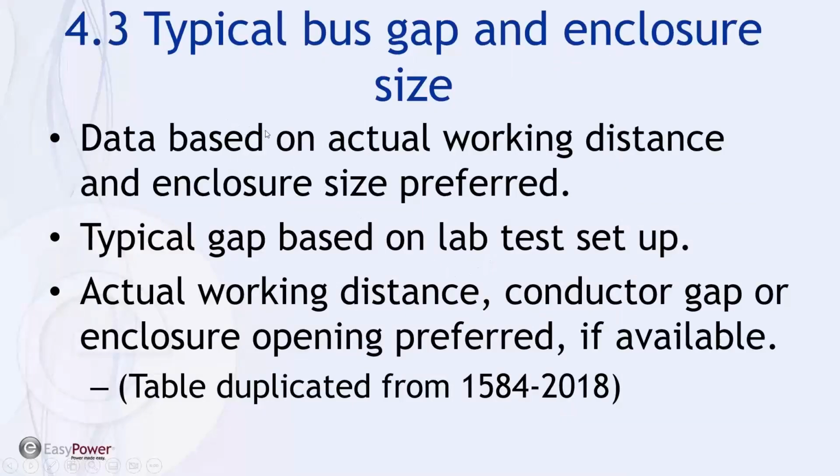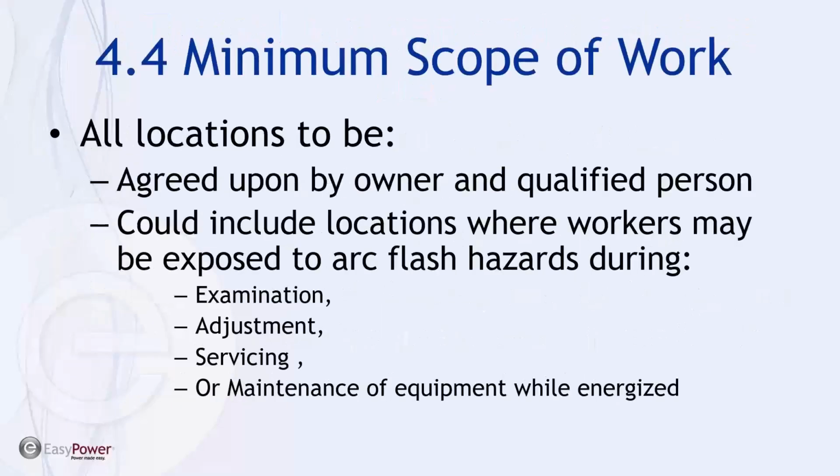And in clause 4.3, there's a discussion on typical bus gap and enclosure size that suggests that data based on the actual working distance and enclosure size is preferred. The typical gap that's provided in 1584-2002 is based on the lab test setups. And likewise, the actual working distance and conductor gap or enclosure opening are preferred if they're available. And in this standard, they have duplicated a table from the 2018 standard itself.